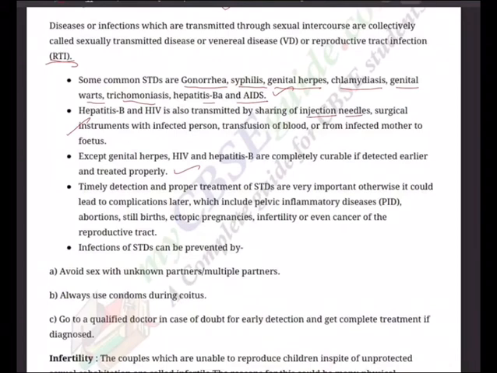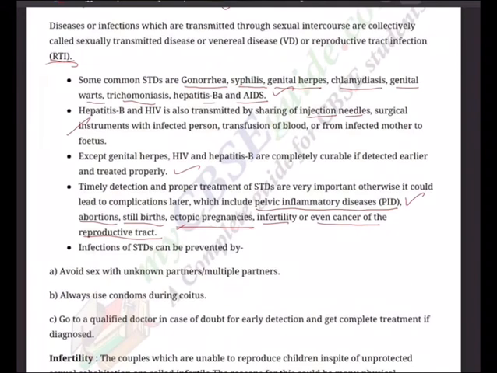Otherwise, it could lead to complications later, which include pelvic inflammatory diseases. The pelvic region will be swelling. Abortions will take place. Stillbirths, delivering a dead baby, and ectopic pregnancies, that is, pregnancy instead of in the uterus, it will be in the fallopian tube. Infertility or even cancer of the reproductive tract. That is the worst thing. So one must be careful.